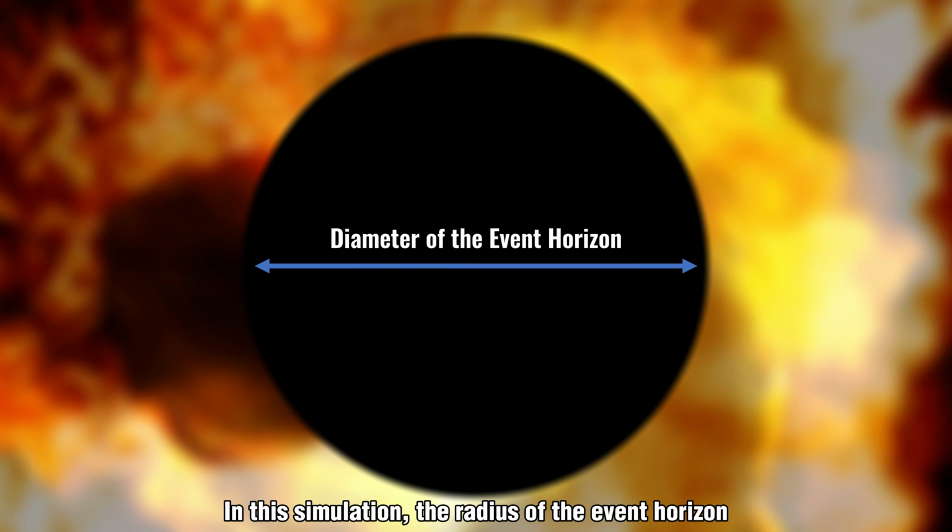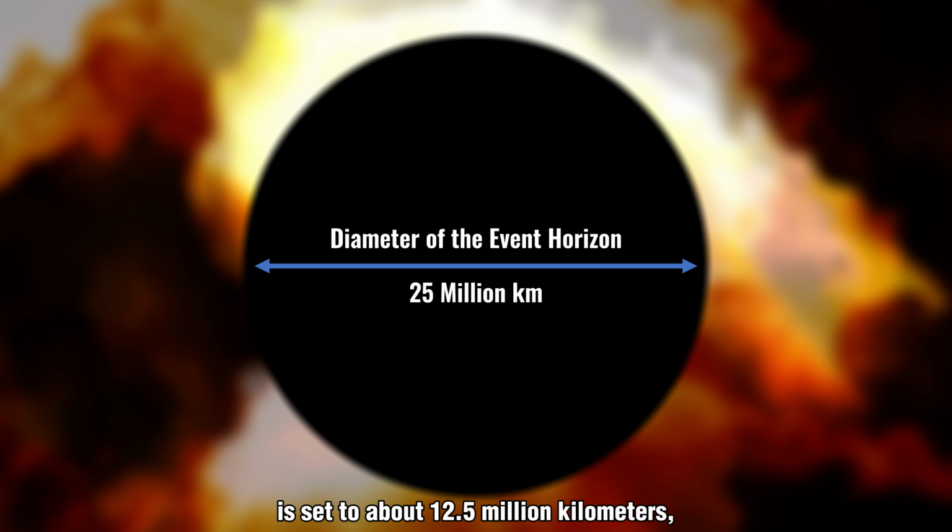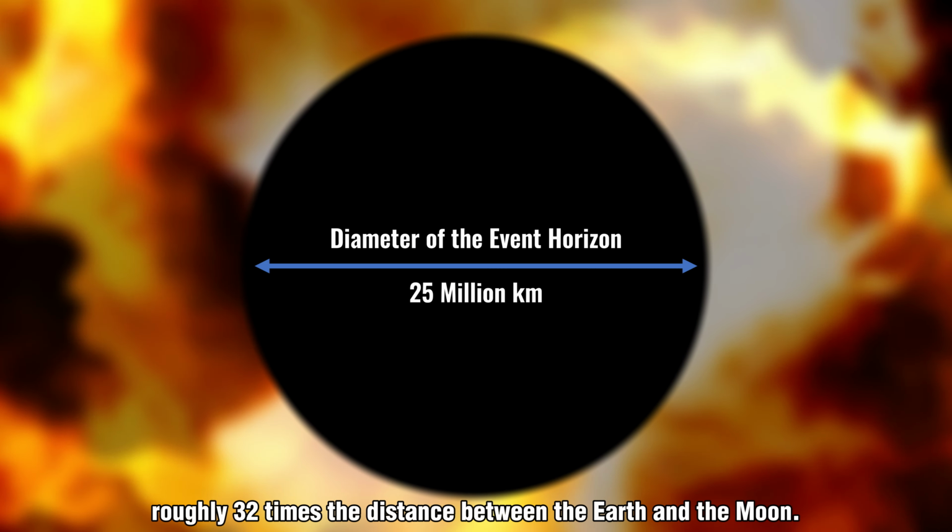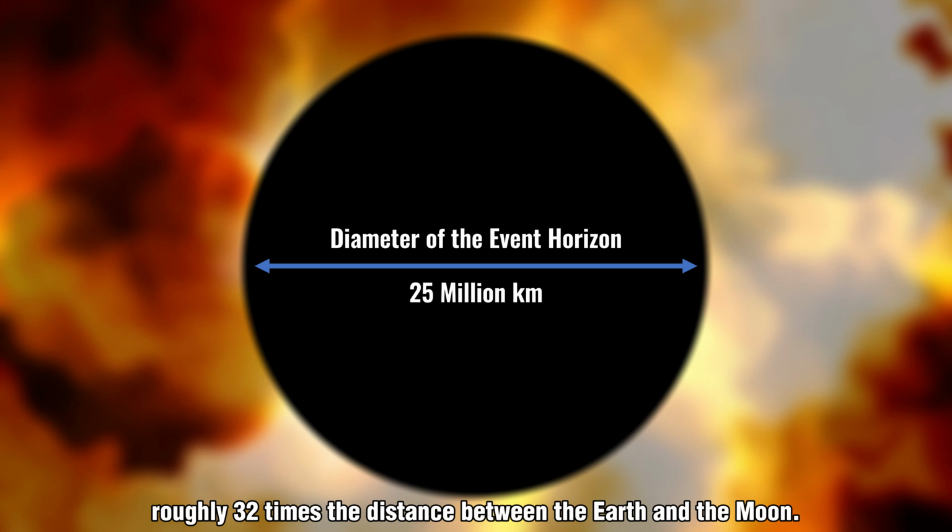But how large is this boundary, actually? In this simulation, the radius of the event horizon is set to about 12.5 million kilometers, roughly 32 times the distance between the Earth and the Moon.